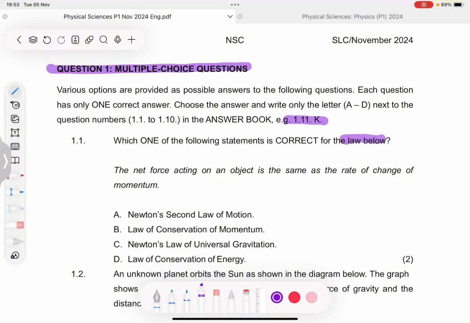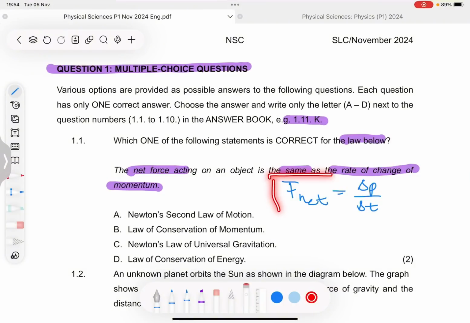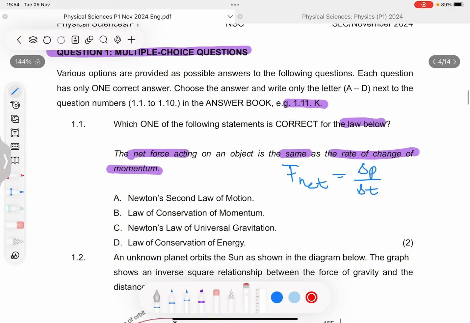The net force acting on an object is the same as the rate of change of momentum. So we're saying here that the net force is equal to the time rate of change of momentum. This to me looks like Newton's second law, the momentum version, right? So when I go to my options, I have to see Newton's second law. And in fact, that is A there.